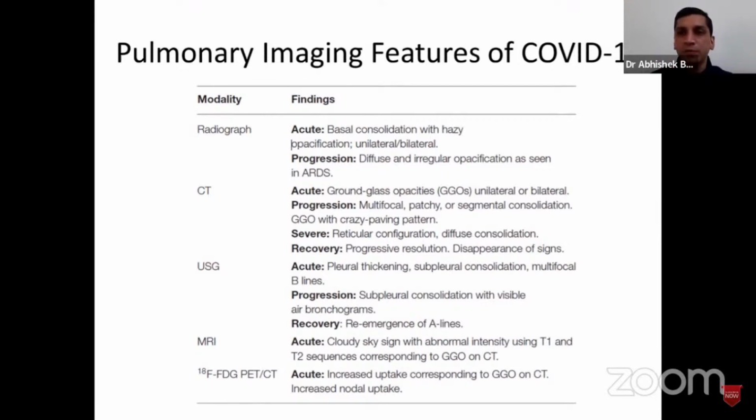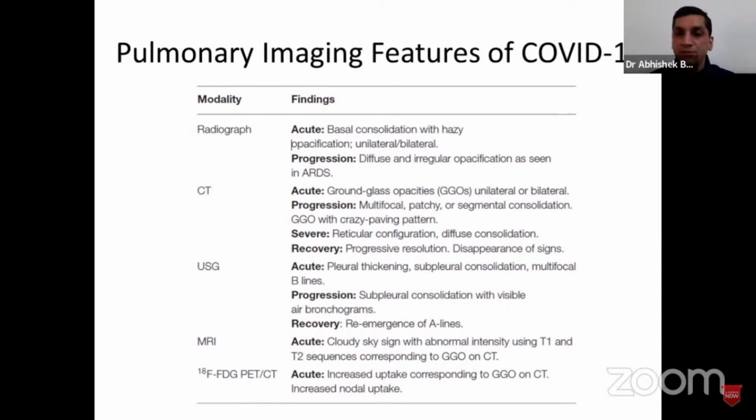In terms of acute presentation, we knew that it has ground glass opacities that could be unilateral or bilateral. In case of progressive cases, we saw huge, large, confluent, multifocal consolidation, ground glass opacities, diffuse consolidations. And when the patients were in a phase of recovery, there was a gradual progressive resolution, disappearance of signs, and then we could actually breathe lightly, okay, that this patient is going towards a recovery phase.